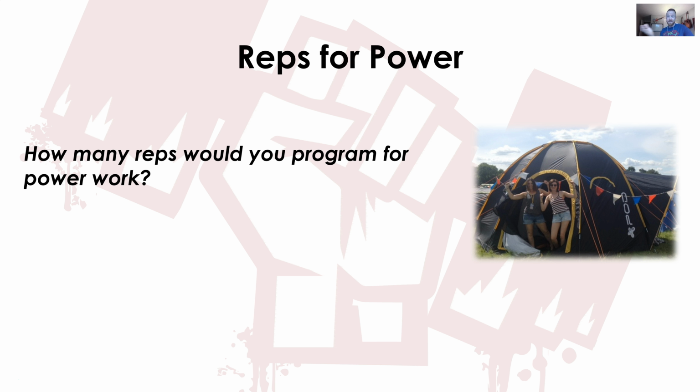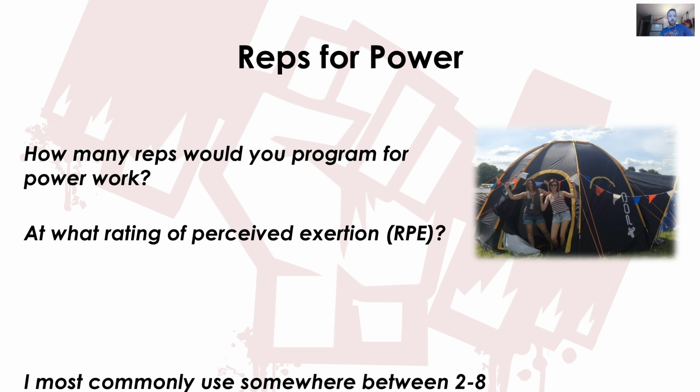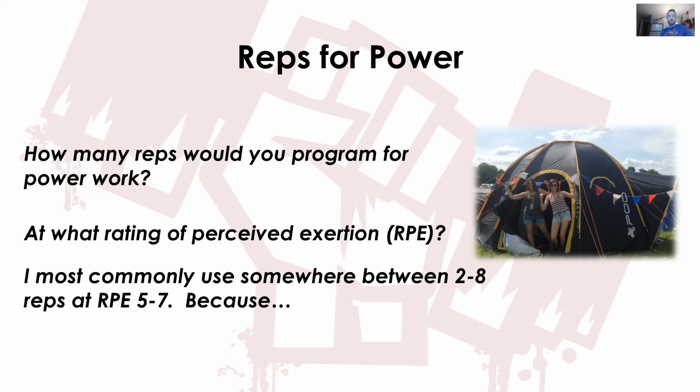Especially think about context. Who's your audience? What rating of perceived exertion? Well, we kind of talked about that. It's sort of the same across the board, somewhere between 6 and 9. And for us, 9 would be incredibly rare. Here's our most commonly used: somewhere between 2 to 8 repetitions at an RPE of 5 to 7, because of intent. Does that mean that if I put 3 sets of 10 kettlebell swings in someone's power, that would be wrong? No. If that person has the requisite skills and strength and conditioning to be able to keep their velocity up for those 10 reps, and there was a reason why I wanted to do that, sure.